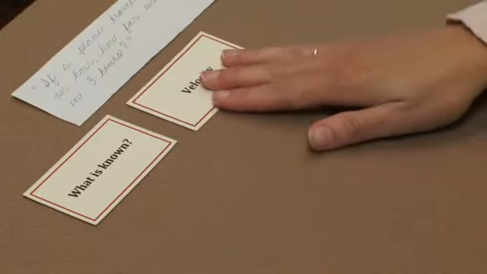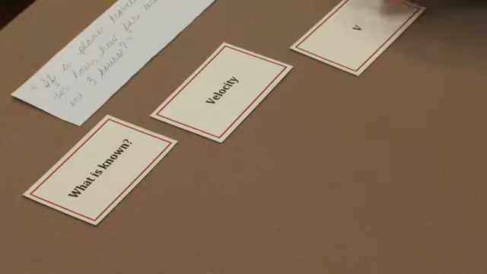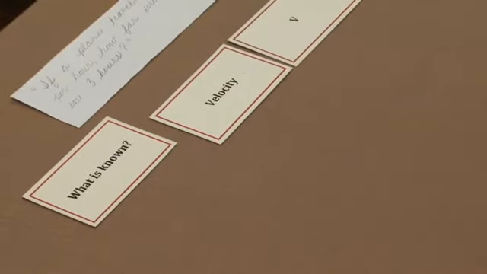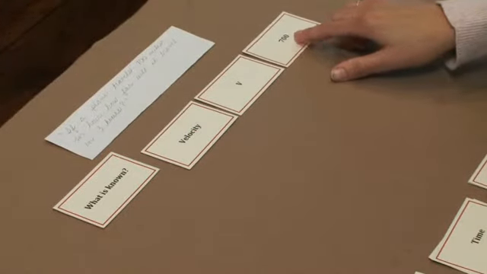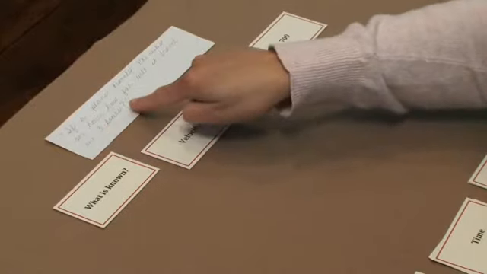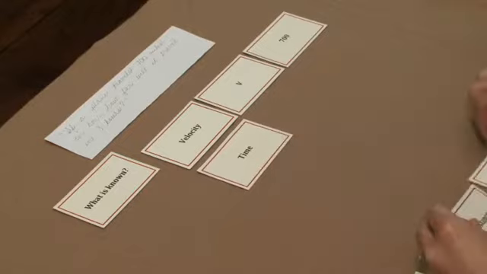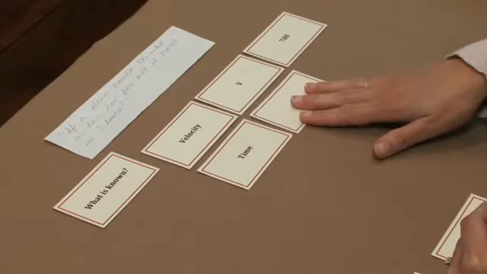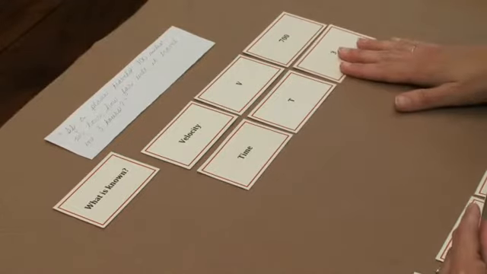We know the velocity, 700 miles per hour. So we're going to use our term velocity, also our algebraic expression of v, and then we know that the velocity is 700 miles per hour. We also know that our time is 3 hours. So again, we have time, the abbreviation t, and that is 3 hours.